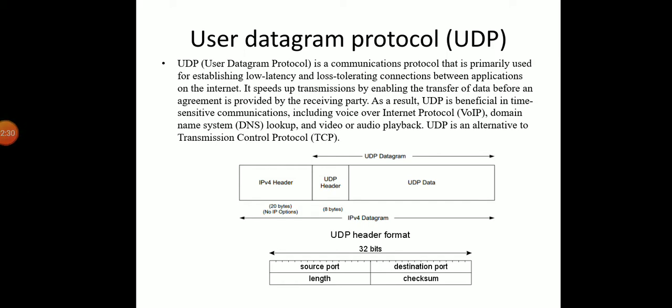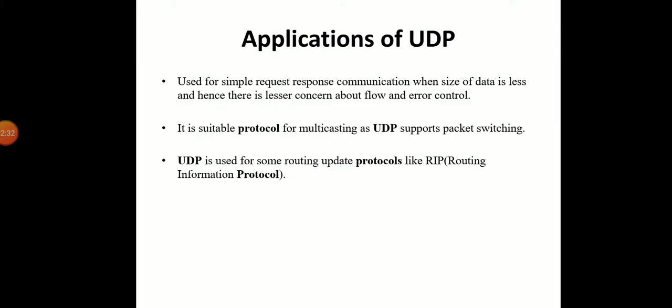Now, what are the applications of UDP? UDP, that is the User Datagram Protocol, is used for some route updating protocols such as RIP. Second, UDP is used for multicasting, that is multicast routing applications. It is suitable for processes with internal flow and error control mechanisms.